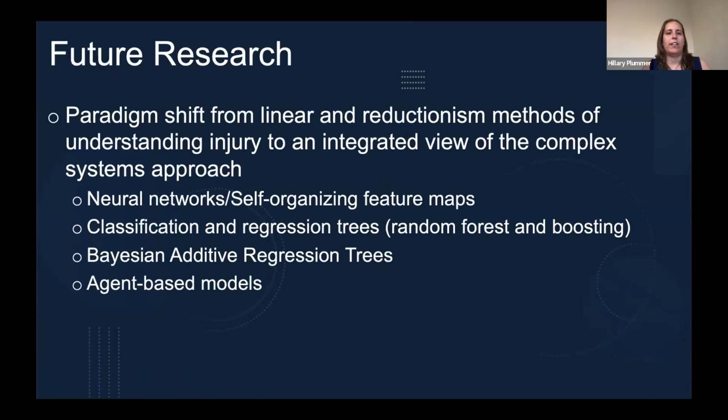So where do we go from here? Future research, we do need to have probably a paradigm shift from linear and reductionism methods of understanding injury to an integrated view of the complex systems approach. So to do this, different statistical procedures like neural networks, self-organizing feature maps, classification and regression trees, Bayesian additive regression trees, and agent-based models may give us better results than what we currently have from an analysis standpoint.